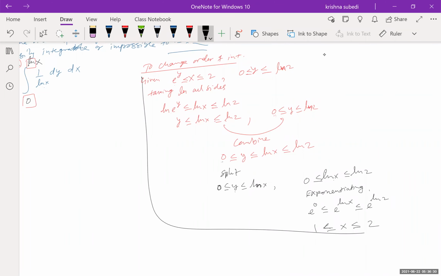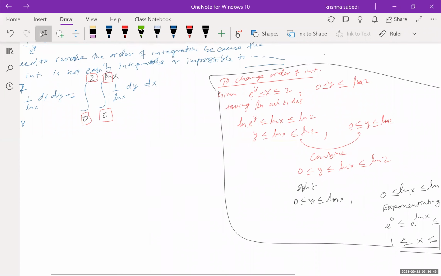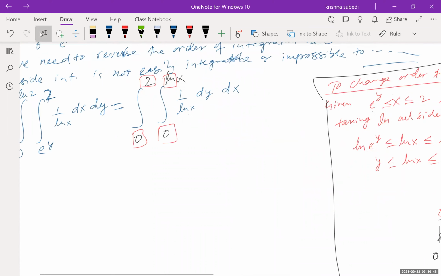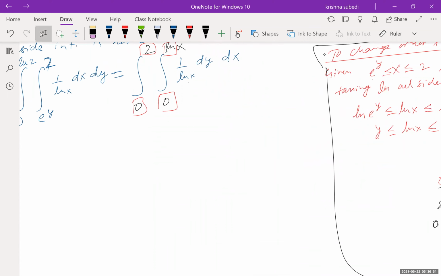This one is really interesting, isn't it? We are able to use the high school knowledge that you have already learned in your high school algebra or pre-calculus. All right. So after this, I leave it to you guys. What you need to do is evaluate the inside integral, which is 0 to ln x, 1 over ln x. You can take that ln x outside because we are treating y as a variable.